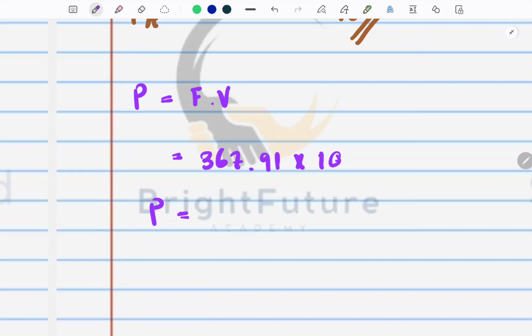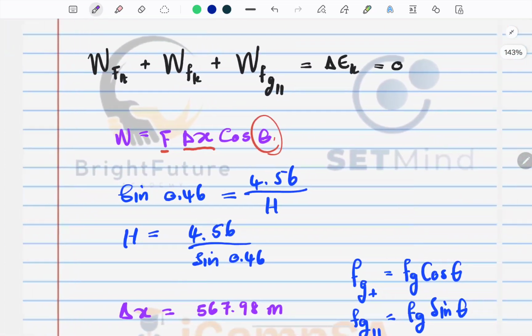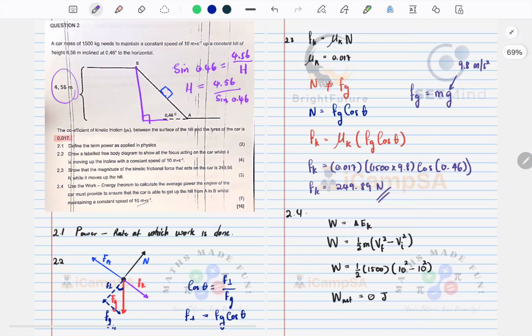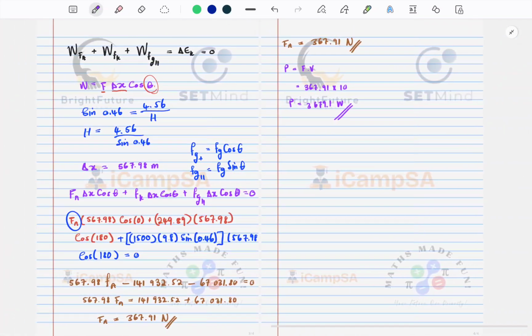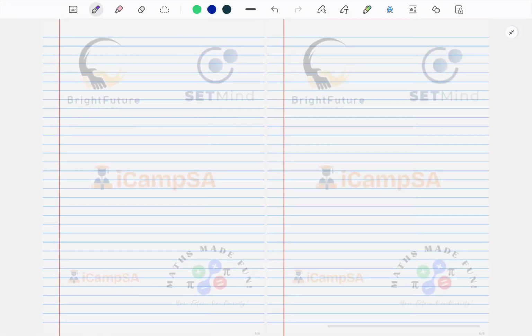Okay, so from my calculator I'm getting 3,679.1. This is going to be what? Okay, this is our power here. So this is it for this question. We're going to move to the next question.